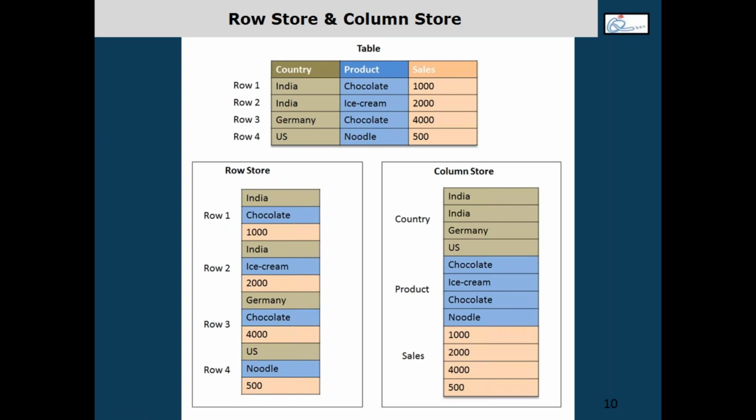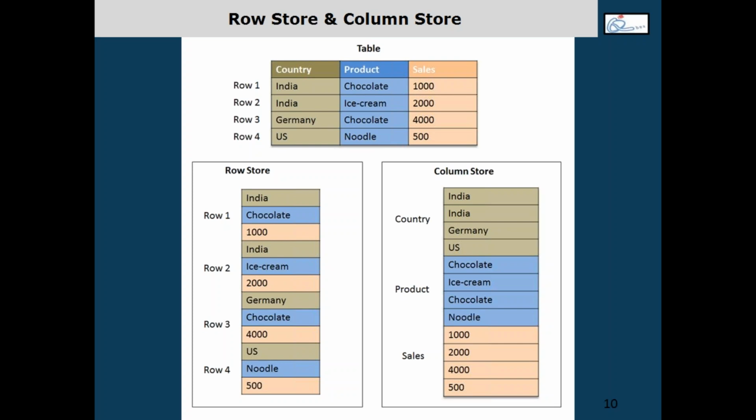Okay, boss? Now next query. I'm trying to run a query like this: select countries from a table. Select distinct or whatever. Select countries from table. Now which is faster in this case?